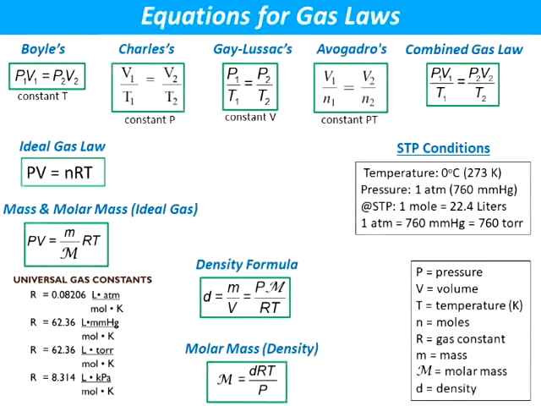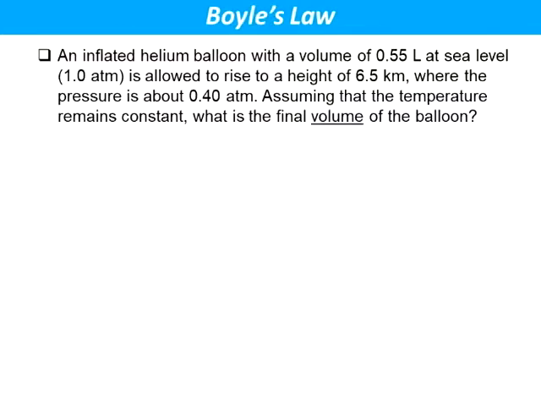Note that when we use the ideal gas law equation, there are universal gas constants, and we have to match those to the units. That is an important thing to remember: matching the R universal gas constant to the rest of the units in the problem is very important. So let's get going by working a problem.